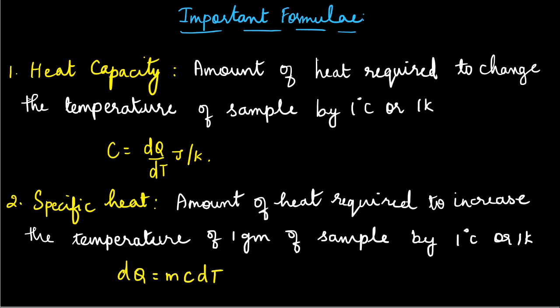Okay, so if you see here, heat capacity is the amount of heat required to change the temperature of a sample. We do not have any particular value for the sample, but in the specific heat, you have to find the amount of heat required to increase the temperature of 1 gram of the sample. Okay, so there is a difference between heat capacity and specific heat.